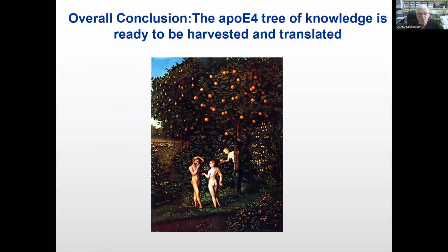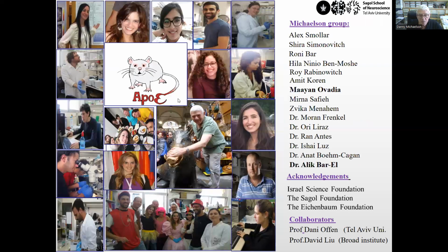So the bottom line of everything is that the ApoE tree of knowledge is ready to be harvested and translated. And of course, the group that has done the work is shown over here, and I want to particularly mention Dr. Alik Bar-El and Mayan Ovadia, who played a major role in the work on the small molecular weight ABCA1 activators.